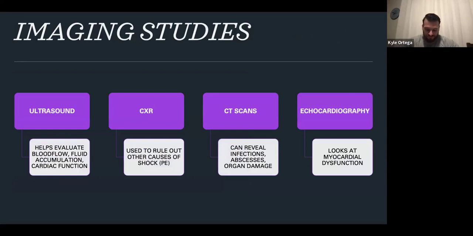All right, so the imaging that they're going to look at when it comes to diagnosing distributive shock. We're going to look at the ultrasound. It's going to help evaluate blood flow, fluid accumulation, and cardiac function. Chest X-ray, just to rule out other causes of shock, such as pulmonary embolism. CT scans are going to reveal infections, abscesses, and organ damage. Echocardiography, which is using an ultrasound to get a real-time image of the heart, just to see any dysfunction within the myocardium.